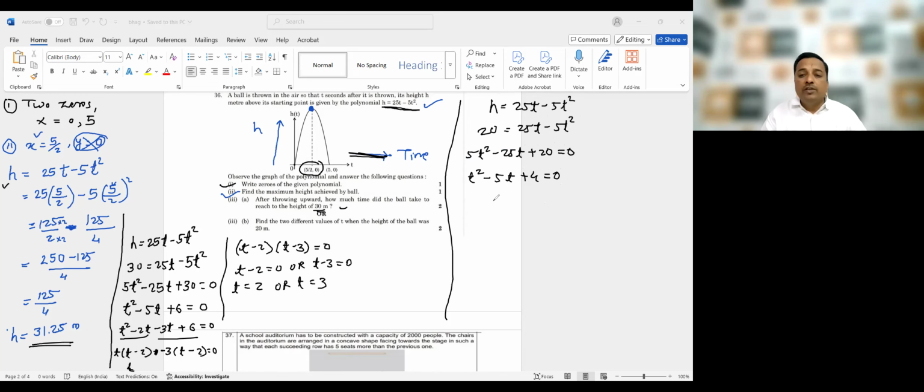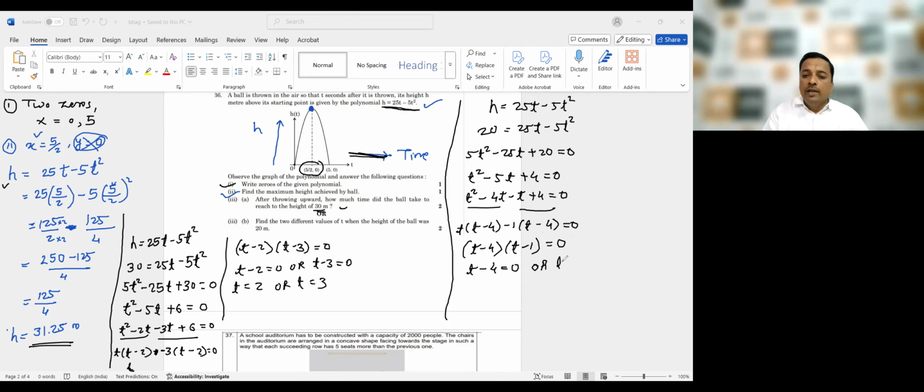Now for 4, the factors should add to 5, so 4 and 1. t² - 4t - 1t + 4. Make the groups: t common, t - 4. Here there is nothing, so take 1 common, t - 4. So this is (t - 4)(t - 1). So t - 4 = 0 or t - 1 = 0. So t = 4 seconds or t = 1 second. Solved.